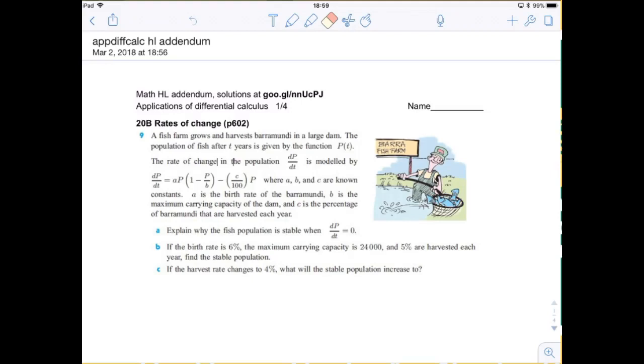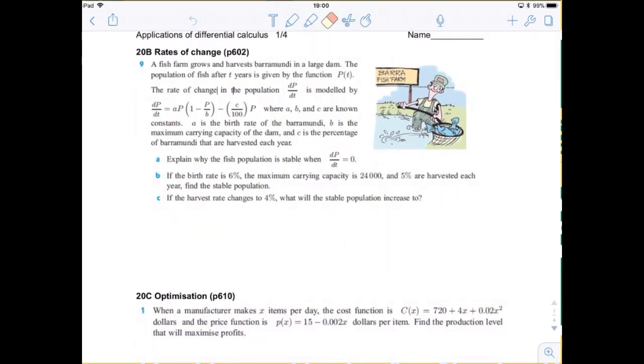Okay, page 1 of Applications of Differential Calculus Addendum. First, there is a slightly more challenging problem for rates of change. A fish farm grows and harvests barramundi in a large dam. The population of fish after 2 years is given by the function p of t.